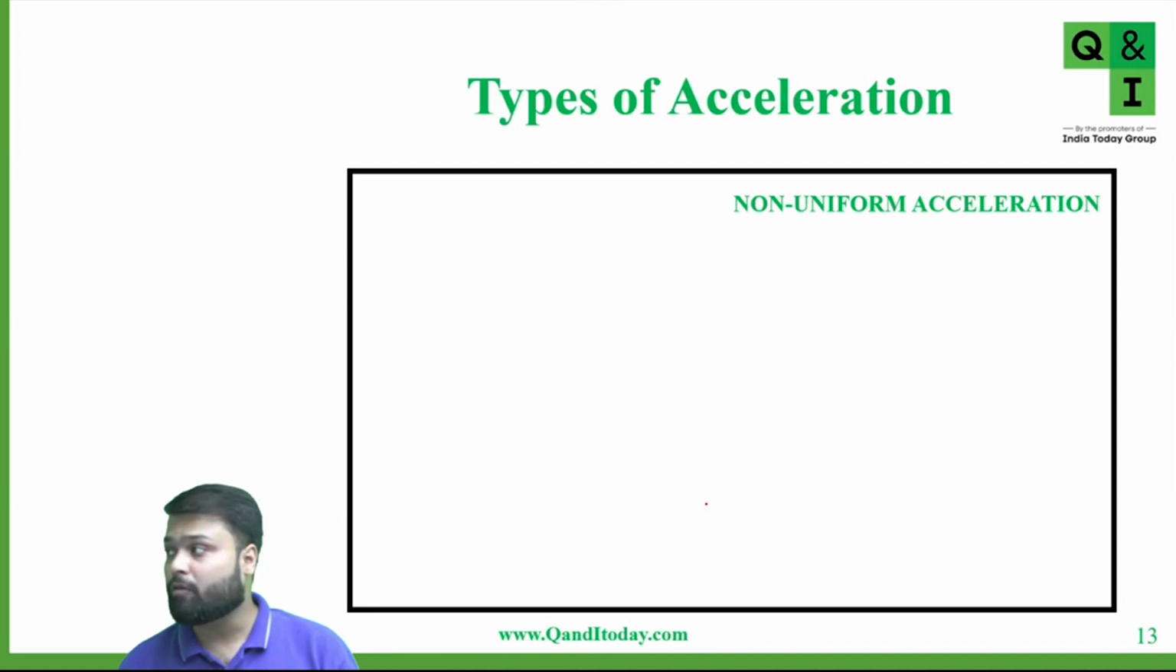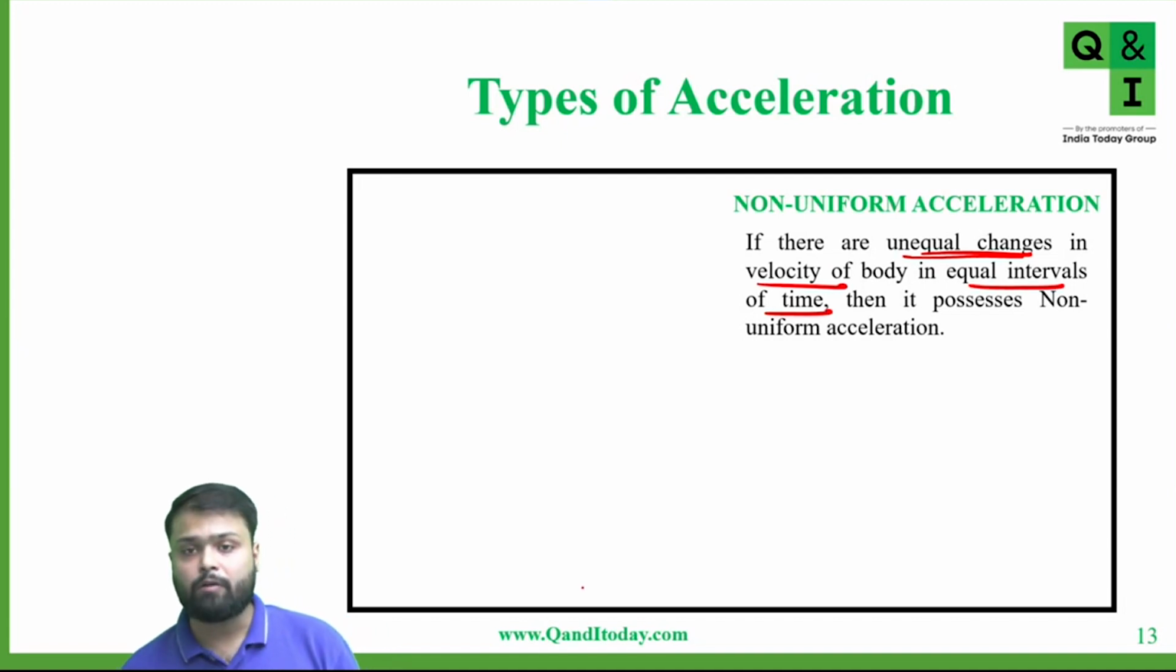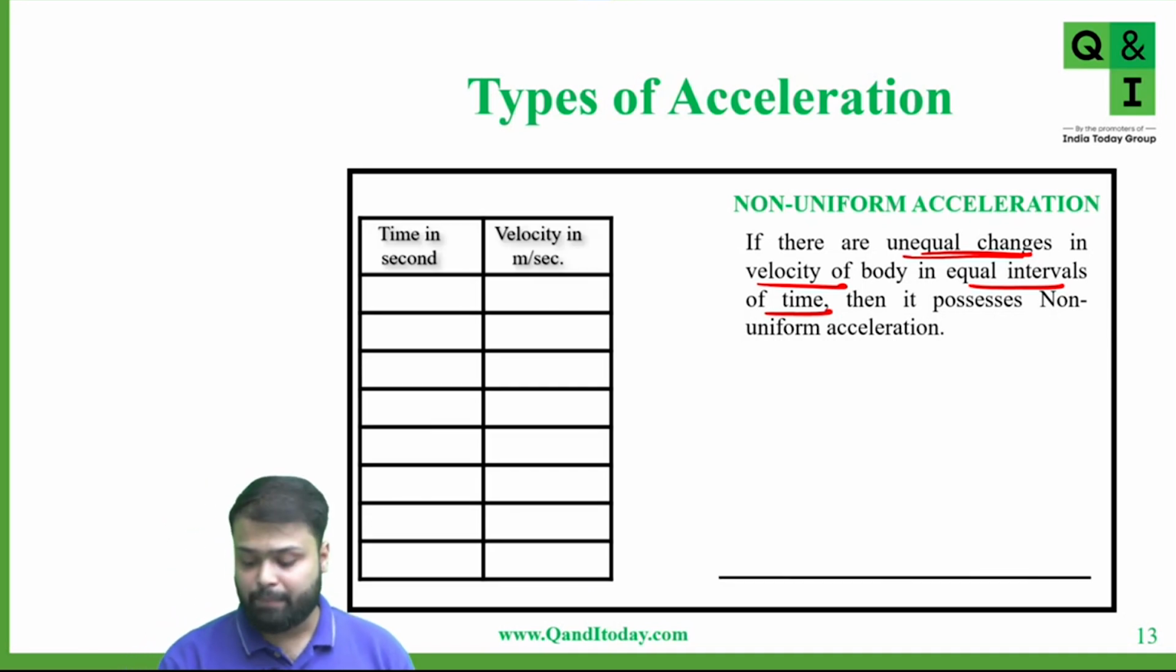Similarly, what is non-uniform acceleration? If there are unequal changes in velocity in equal intervals of time, we say the body is under non-uniform acceleration. So if there are unequal changes in velocity of a body in equal intervals of time, then it possesses non-uniform acceleration. Again, we make the same table.